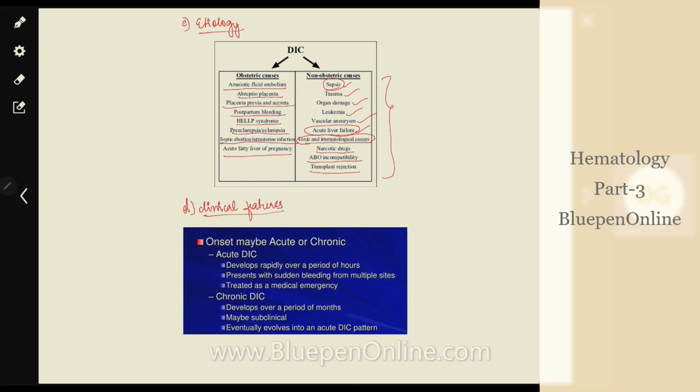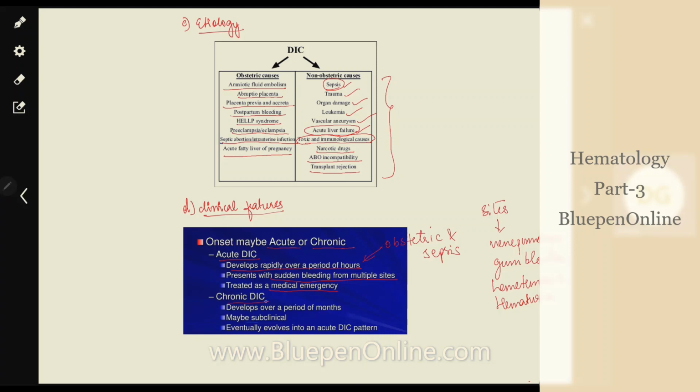So what are the clinical features? They depend on whether the disease is acute or chronic. Acute DIC develops rapidly over a period of hours, usually seen in your obstetric causes and sepsis, where the patient will present with sudden bleeding from multiple sites, like venipuncture sites, gum bleeding, hematemesis, and hematuria. It is treated as a medical emergency.